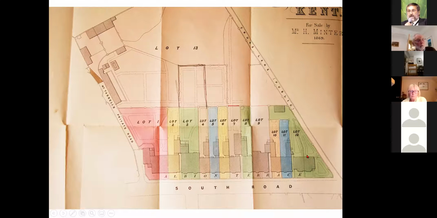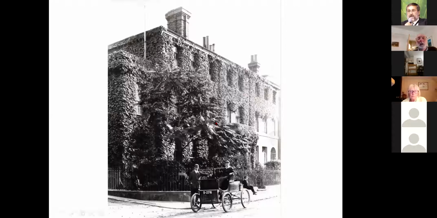And we just move on, we can have a look at those. But the terrace itself is of some historical importance. This is where Dr. Evers lived, who was the medical officer of health for Faversham for over 50 years. He lived at number 1 here and had his surgery there as well.